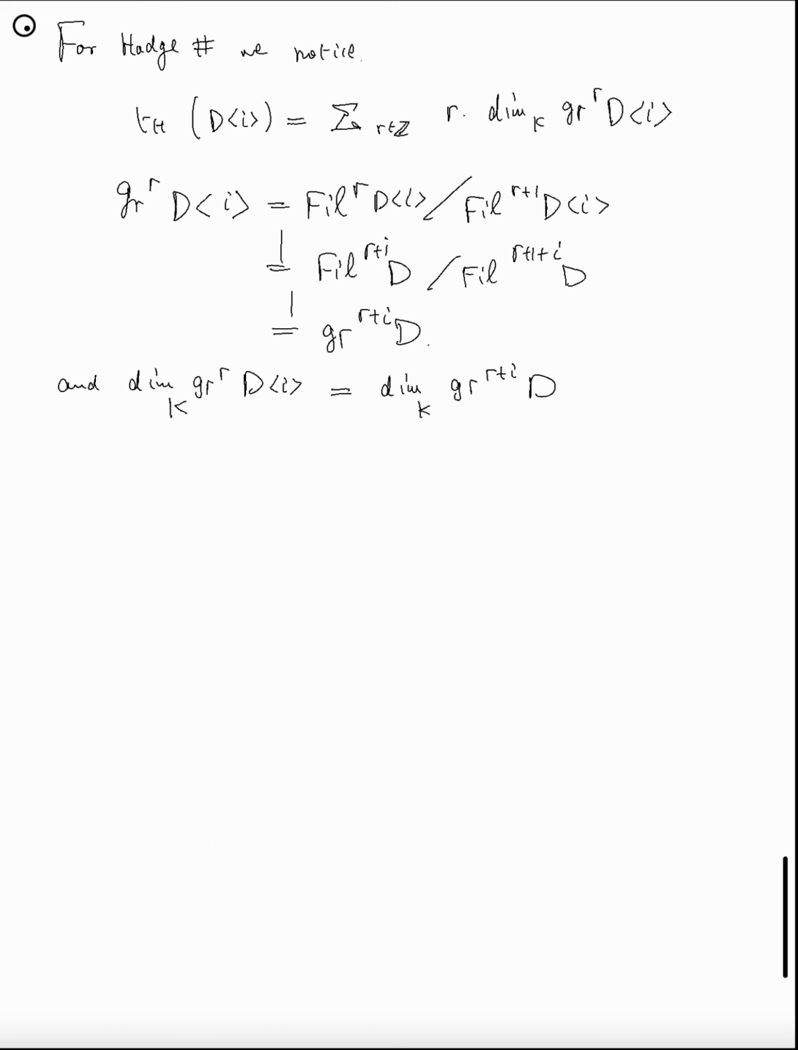And so we have, finally, the Hodge number of the twist, its relation with the Hodge number of D. You are changing the jumping index from i to r plus i, corresponding to the graded piece r plus i of D, while before it was i. Let's finally say what happened.